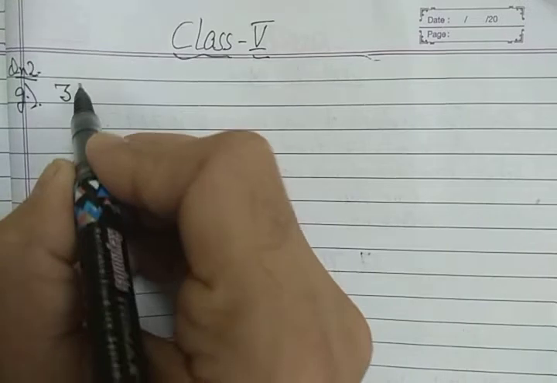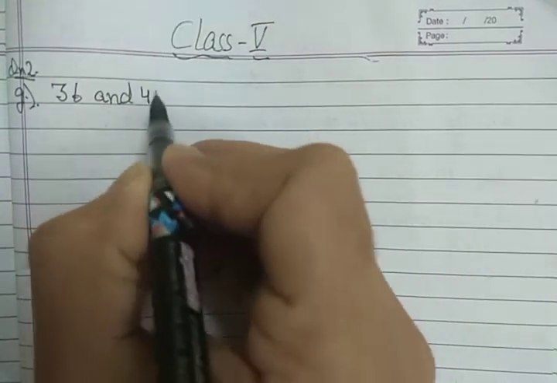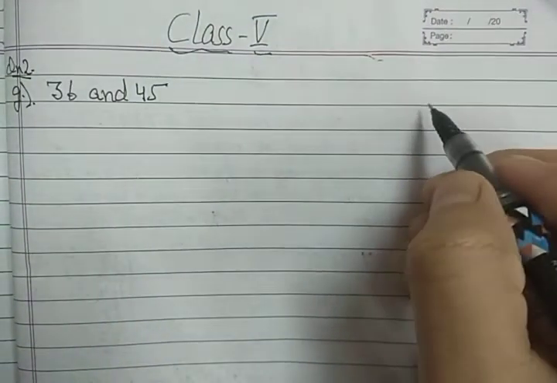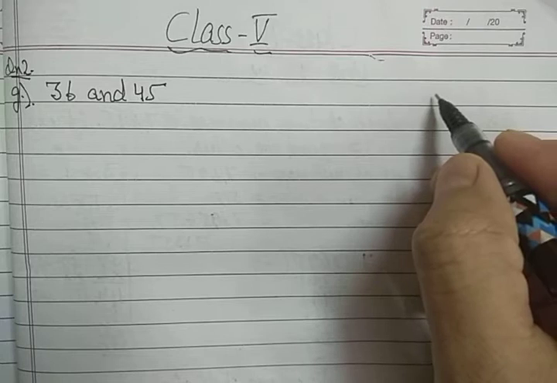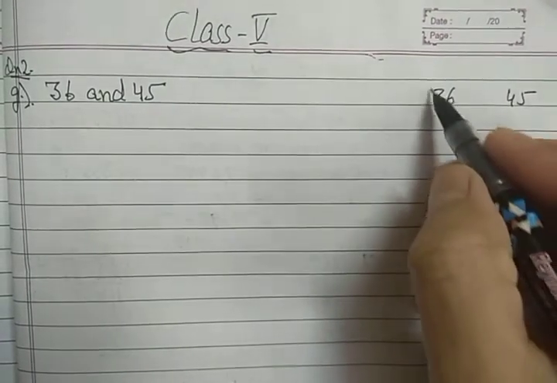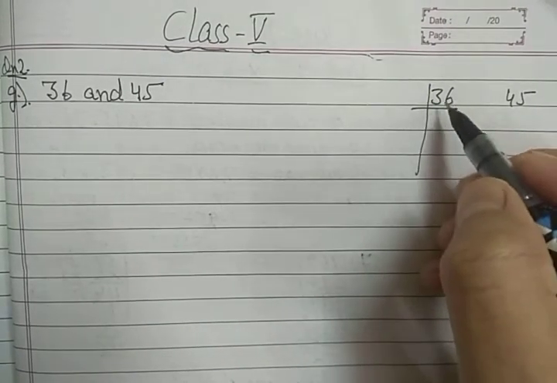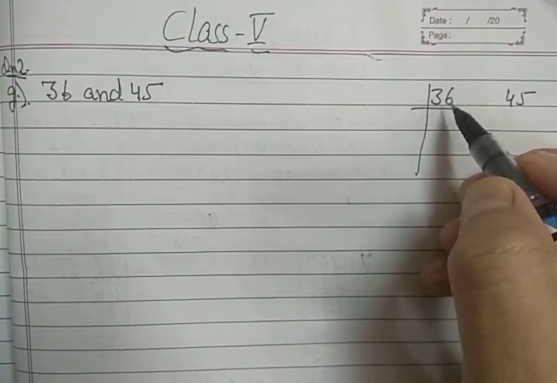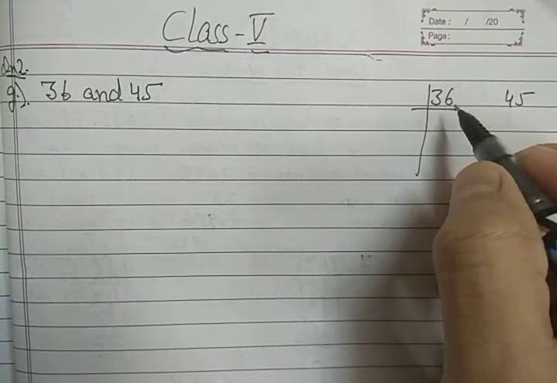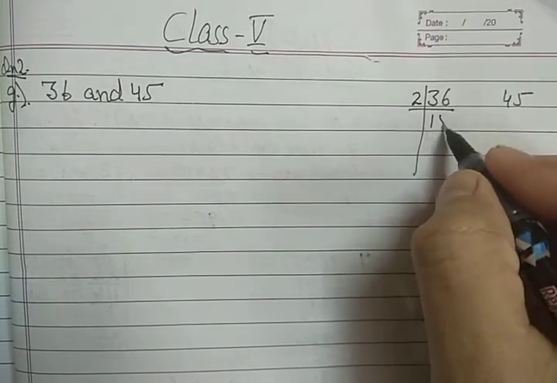Here you have to find the LCM of 36 and 45. For that, first of all we have to do the prime factorization of 36 and 45. Now we know that 36 is an even number because 6 comes in the table of 2. So 36 will also come in the table of 2. So 2 18s are 36.